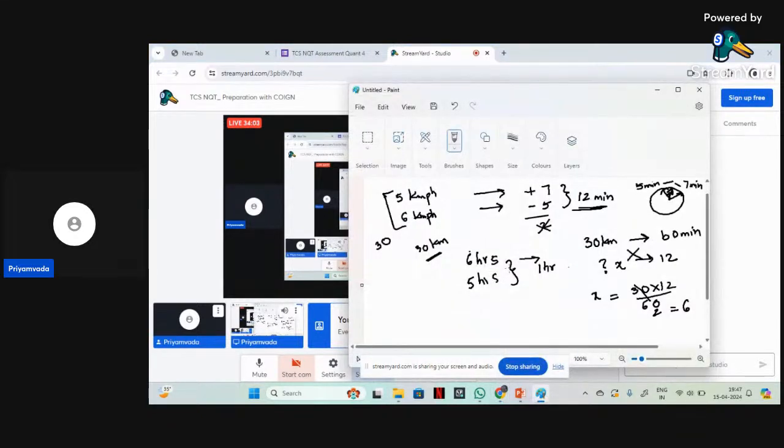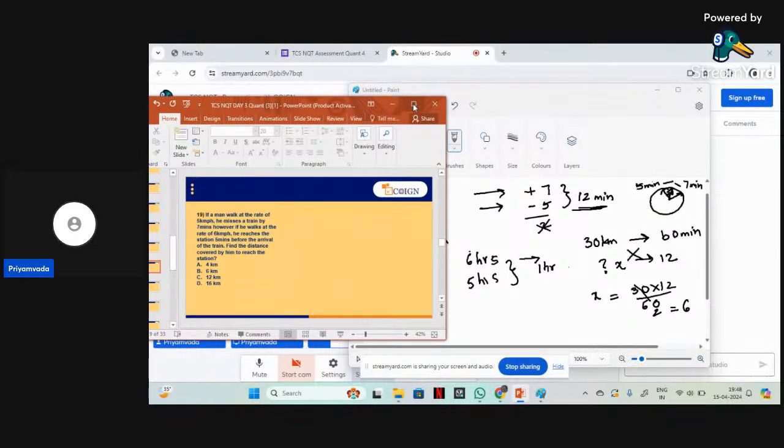So yes, here I hope everyone understood this question. How we assumed it to be 30 kilometers, and if the distance is 30 kilometers, then the time difference is 1 hour. Yes, so we'll be going to the next question.